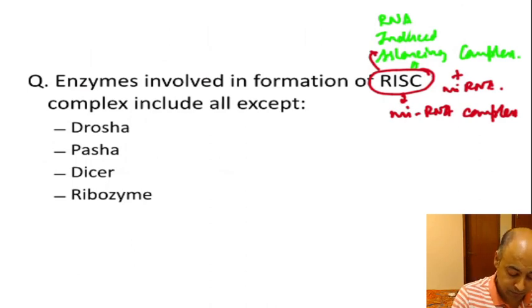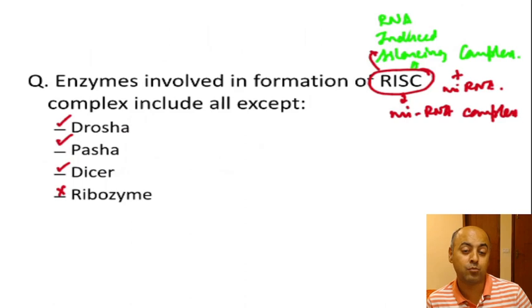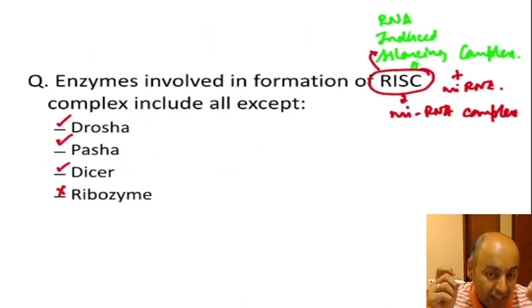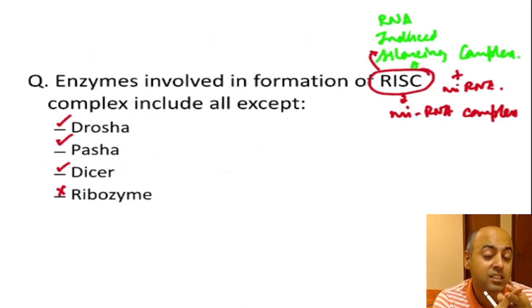So in this, Drosha is required, Pasha is required, Dicer is required, ribozyme is not required. Ribozyme is required during the formation of the peptide chain. It is required during splicing.